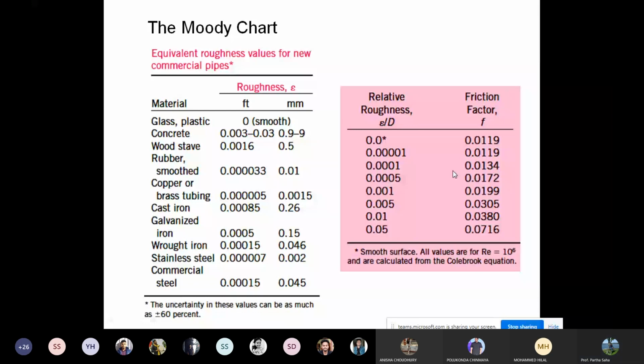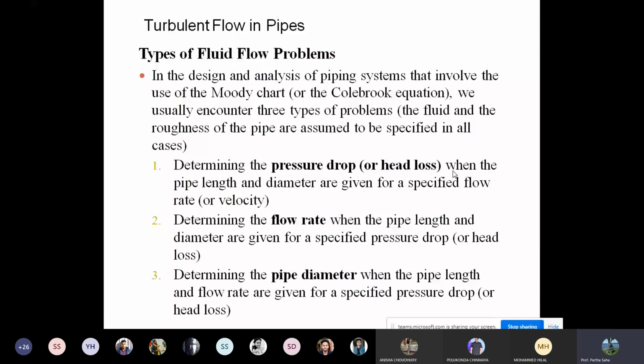Now, in the design and analysis of piping systems, with the Colebrook equation or the Moody's chart, we usually encounter three types of problems. What are the three types of problems we encounter?